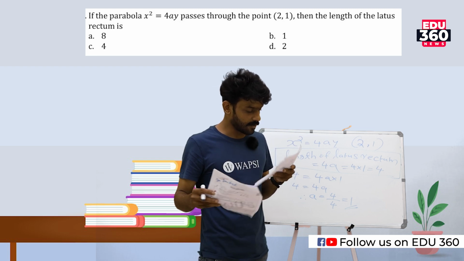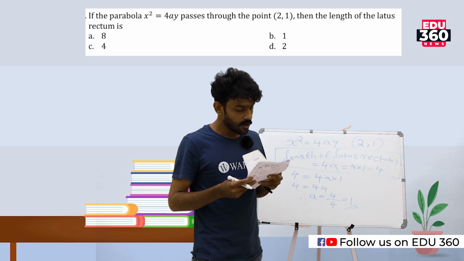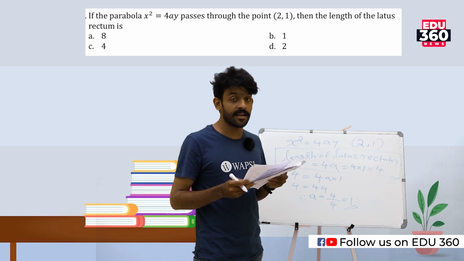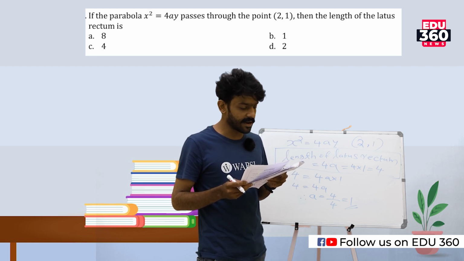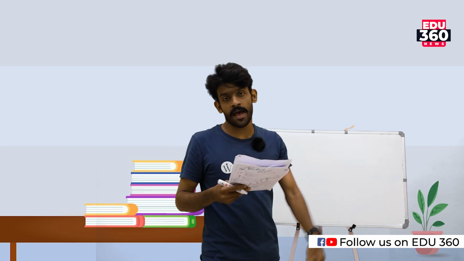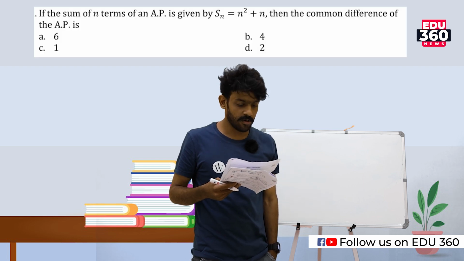So for this question, look at the options. Okay, so while we are going through the options, we can see that option C is the correct answer for this question. Option C is the correct answer. That means the length of latus rectum is equal to 4. Okay, now we can move to another question. Yes, look at the question.